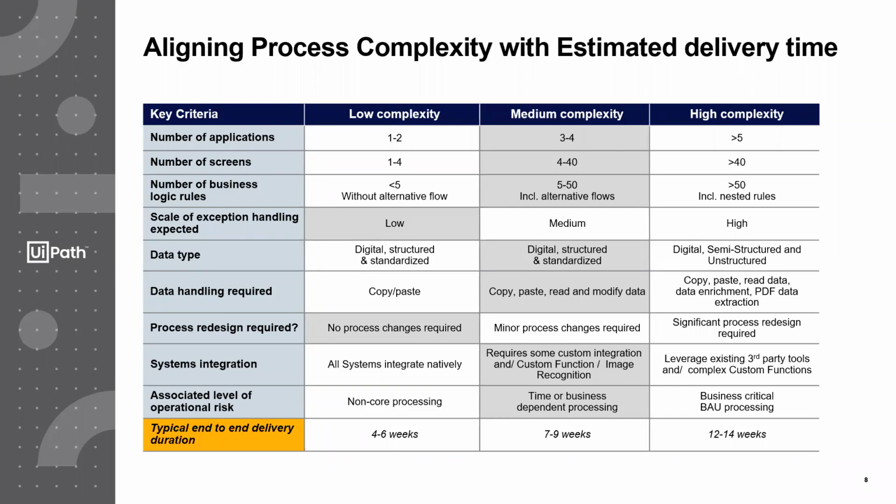So in this scenario, there's nothing high, there's a couple of lows, but the most number of highlighted rows is in the medium complexity, and we can then say confidently that it's a medium complex process, right? And with that comes your typical end-to-end delivery duration. So through all the automations and through all the customers that we have dealt with, we have seen a low complexity process end to end takes around 4 to 6 weeks.